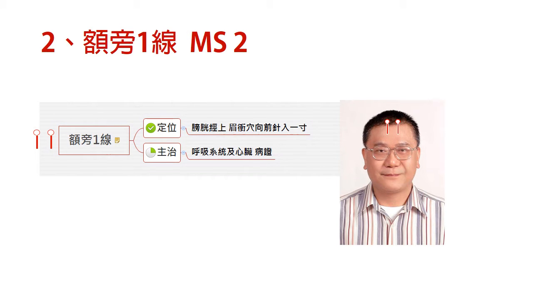This is MS2. It's lateral line 1 of the forehead. We call MS2. Location on the forehead, one cun long straight from BL3 straight down along the bladder channel. Indication for respiratory system disease or heart disease, such as asthma, bronchitis, and angina pectoris, or rheumatic heart disease, and so on.